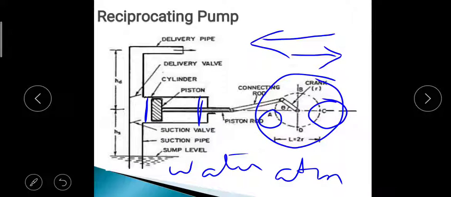Now, as the crank comes to the point C by taking the rotation from 0 degree to 180 degree, the piston will move towards the right. At that time, there is a vacuum being created in this area. When the piston is at this position, the vacuum is created. Because the vacuum is created, the suction valve gets opened up.